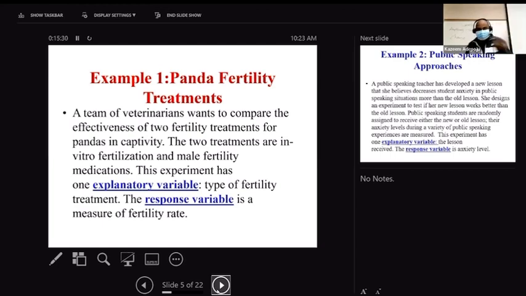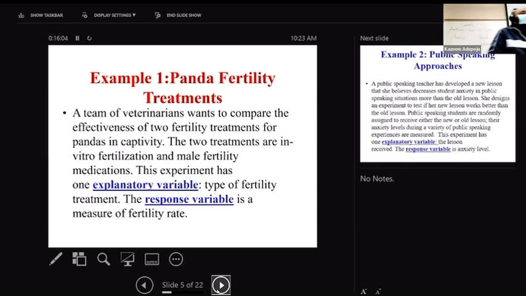I want to use a panda fertility treatment. A team of veterinarians want to compare the effectiveness of two fertility treatments for pandas in captivity. The two treatments are in vitro fertilization and male fertility medication. This experiment has one factor. When you take a look at this, we want to identify the explanatory variable and the response. The explanatory variable here is basically the type of fertility treatment.